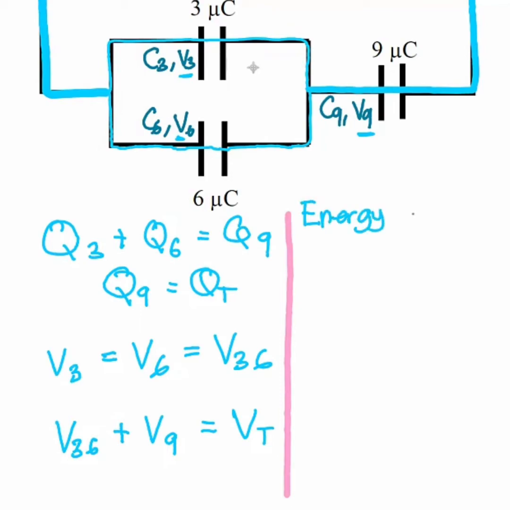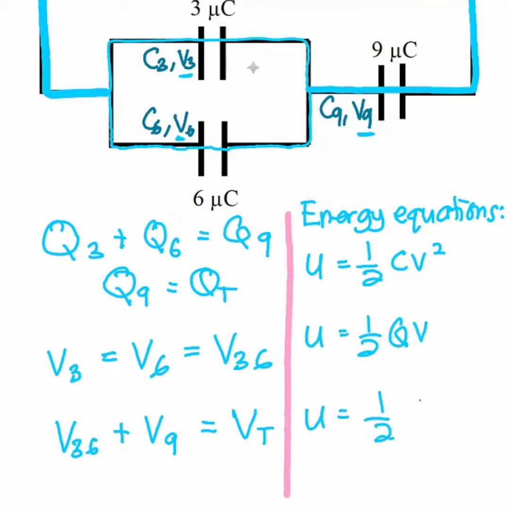The question is asking for energy for each capacitor. And we have 3 equations of energy for that. U equals to half CV squared, U equals to half QV, and U equals to half Q squared over C. And I choose to use the first equation. And for that, let's find the effective capacitance first.